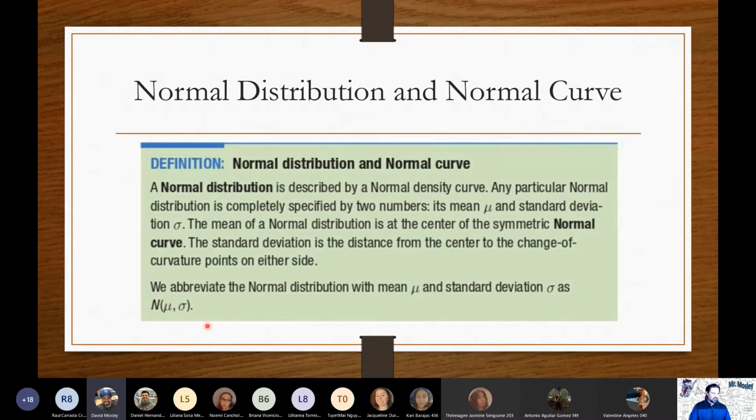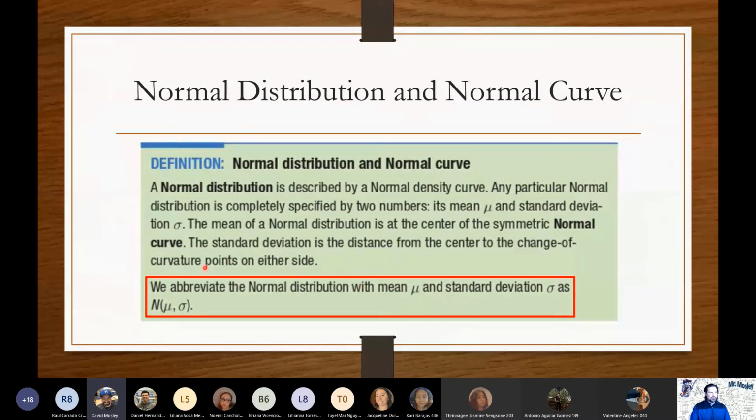The really important thing here is a new notation. We abbreviate the normal distribution with mean, mu, standard deviation, sigma, as N(mu, sigma). So we have this new notation that when you see this, it means that we have a normal distribution with a mean at mu and a standard deviation of sigma. So this is the important, new piece of information we're getting from this definition that we haven't seen already.